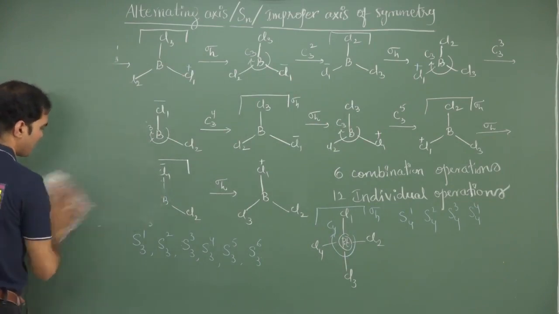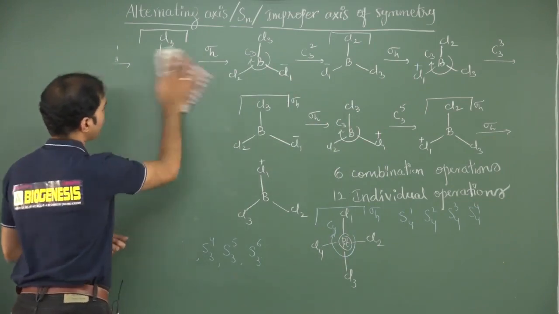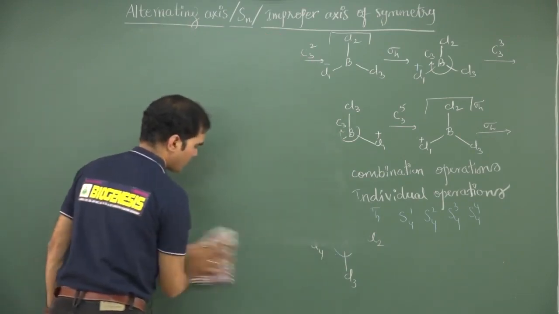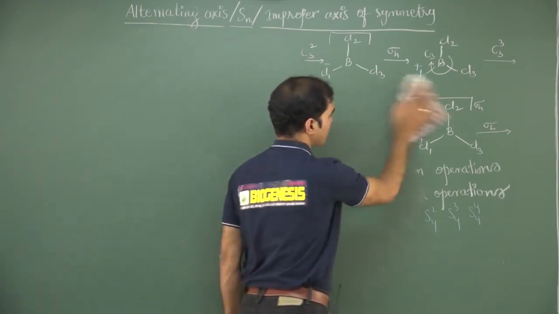I will take couple of examples. BCl3 I have done all the operations, but for the other examples I will just show where is the rotation and followed by a perpendicular reflection.